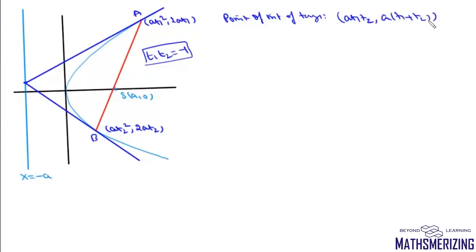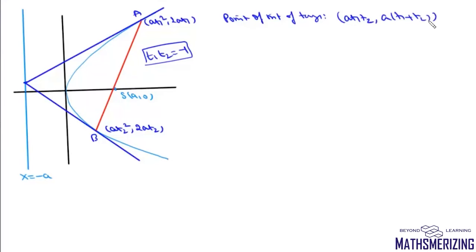So now we can say the point of intersection is (a t1 t2, a (t1 plus t2)). From here we can write this is minus a and this is also minus a. So that means t1 into t2 is minus 1 and t1 plus t2 is also minus 1. Now the first question is to find the length of this chord PQ.